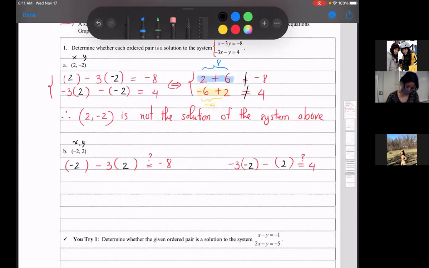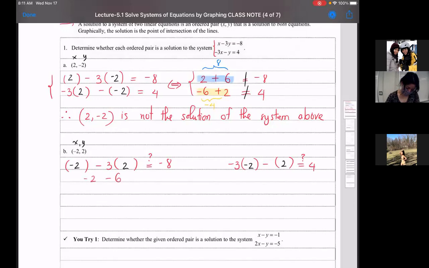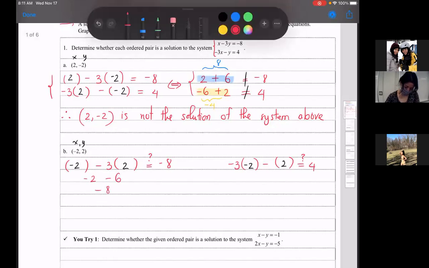What did you get? It's -2 minus 6, which is -8. Yay, it is equal. Over here, I have +6 minus 2, which is 4, and it's equal to 4. So check. Both check.